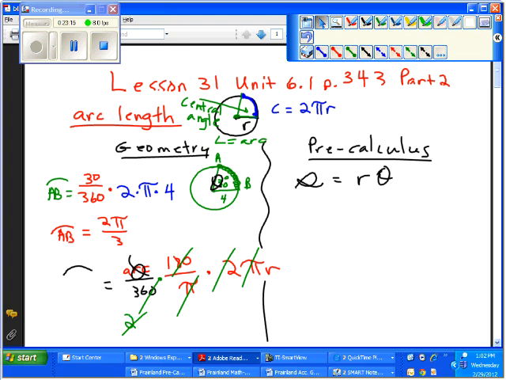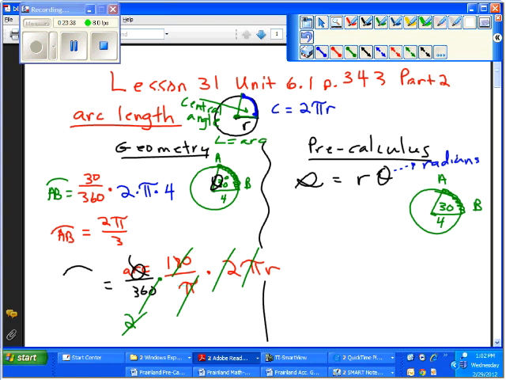Okay, so now we're going to do the same problem over here. We've got a circle with a radius of 4, and we've got an angle measure that's 30 degrees, and we want to find this arc length AB. Now, theta here is going to be measured in radians. That's important.